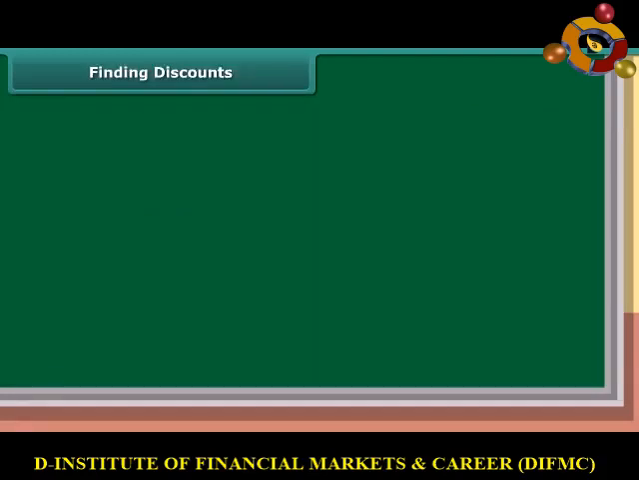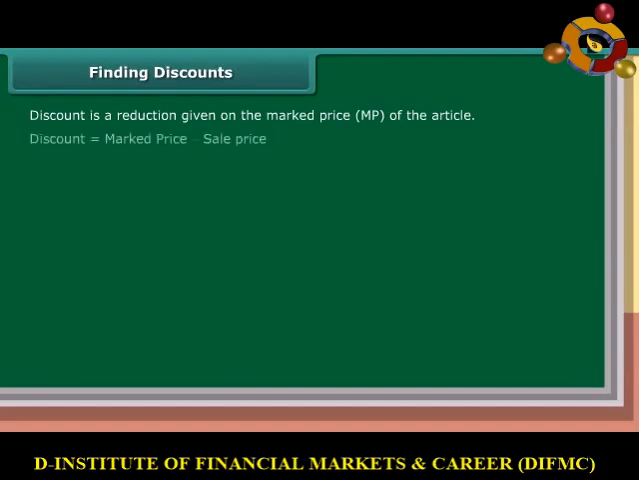Finding discounts. Discount is a reduction given on the market price, MP, of the article. Discount is equal to market price minus sale price.